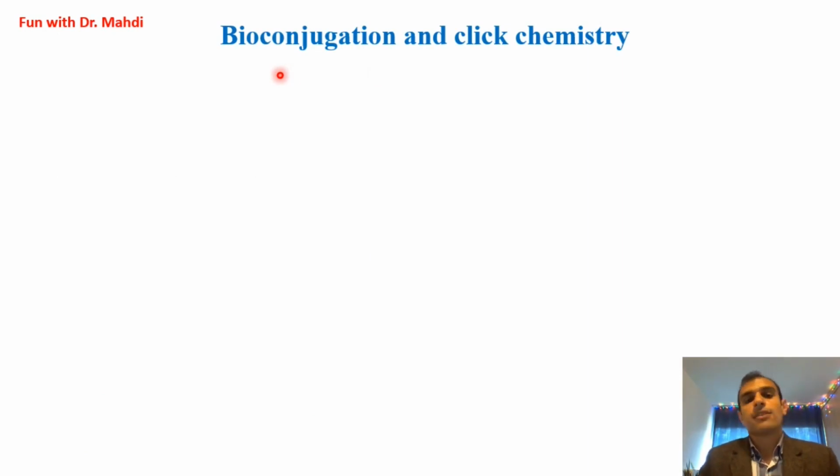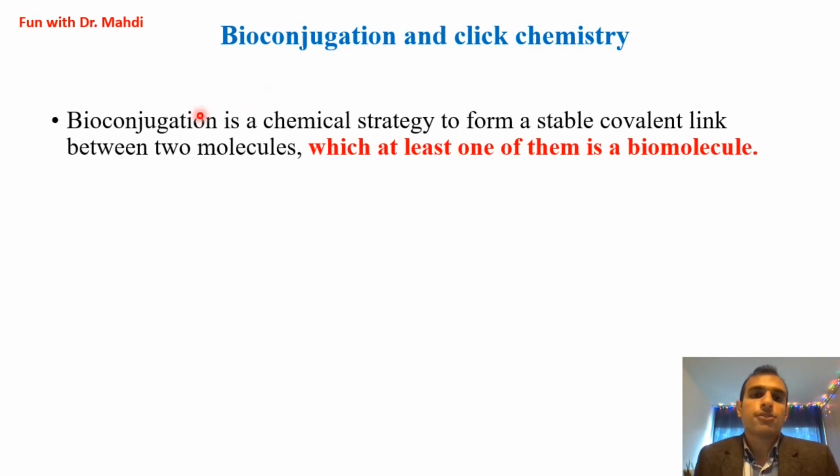First of all, I would like to give you a definition of bioconjugation. Bioconjugation is a chemical strategy to form a stable covalent link between two molecules, of which at least one is a biomolecule. For example, you have two molecules and you want to have a covalent bond between these two molecules. You can use bioconjugation, but please note at least one of them should be a biomolecule, and it's also possible both molecules could be biomolecules, one or two.